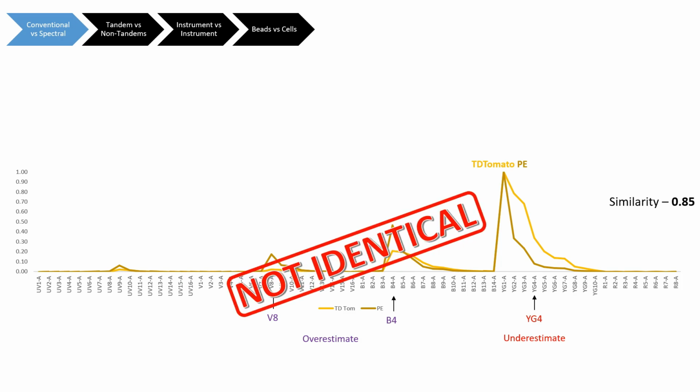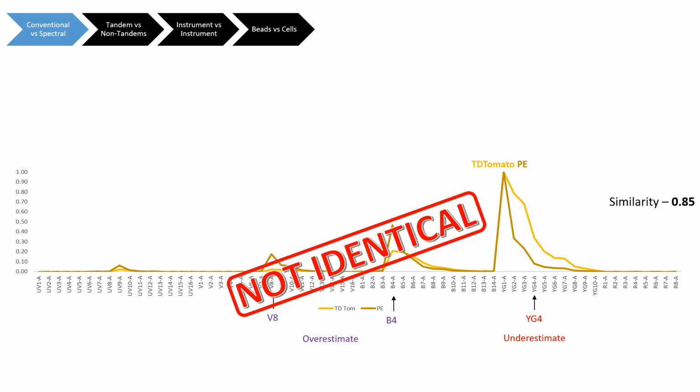It is important to note, you will only see a problem if you are using fluorochromes in your panel that emit in those regions, and of course if you have detectors available for those regions. PE and TD tomato are therefore not identical.